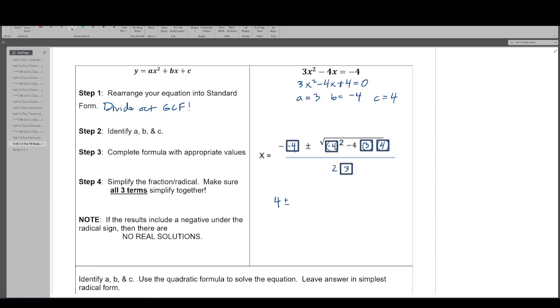Then we have plus or minus, because we need a solution to the left and the right. The square root of negative 4 squared. Remember, we're squaring it with the negative, so we get positive 16. This number here will always be positive because it's a perfect square, and perfect squares are always positive. Minus, here we have 4 times 3 times 4.